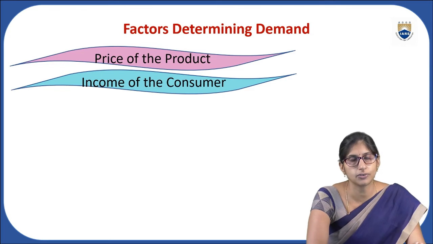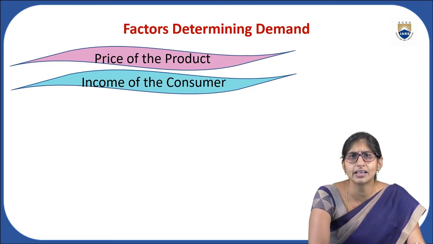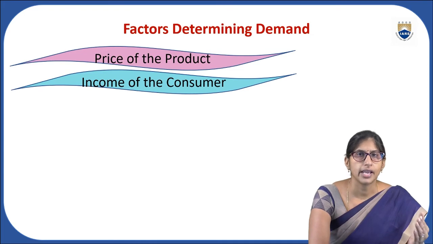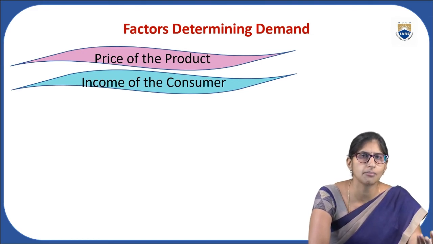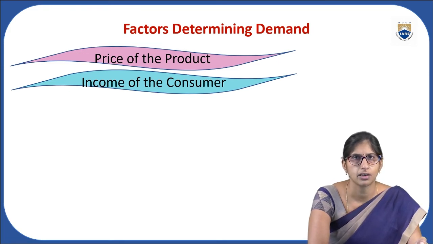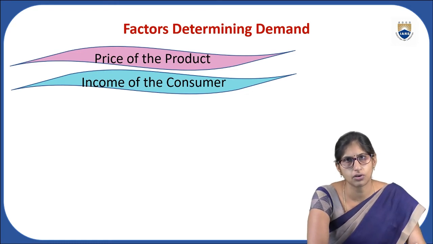So what is this income of the consumer? I'm not earning anything. How can I go and buy a product? I cannot buy any product, right? So here, if I'm earning 10,000 rupees, do I save all of this 10,000 rupees for myself? I'm not going to save all the 10,000. At least 5 to 6,000 I'm going to spend and buy some products for myself, right? And then I may save 4,000, right?